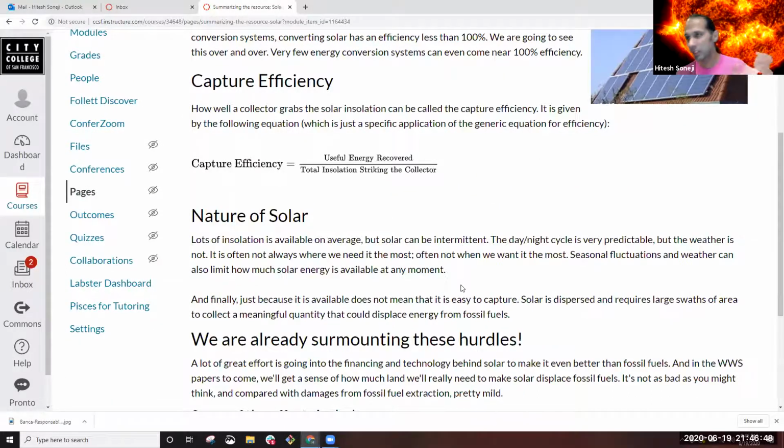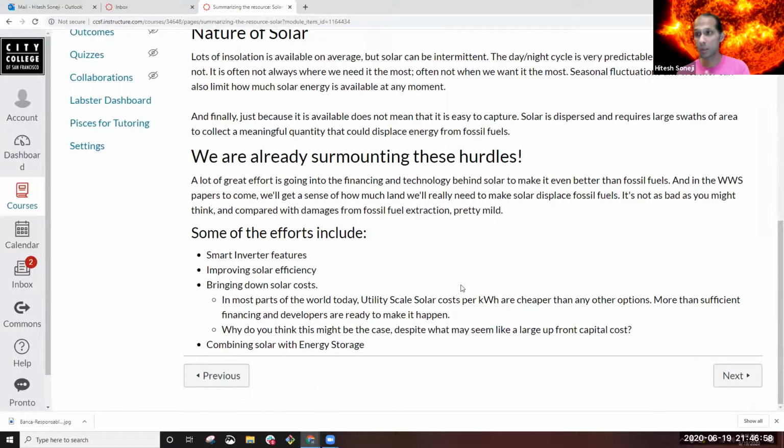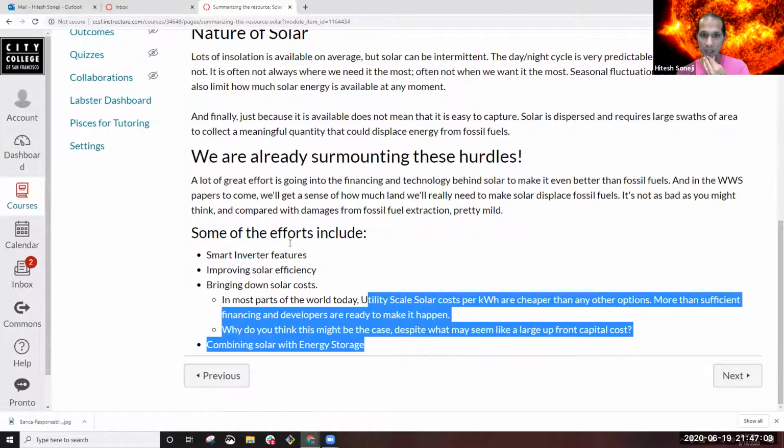You hear people say it's intermittent, doesn't show up at night, blah, blah, fluctuates, well, whatever. We're getting well beyond that. If you look at solar deployments, you look at the cost of solar, it's amazing the progress we've made. And you'll hear this again and again from me over and over. I just wanted to re-highlight that here.